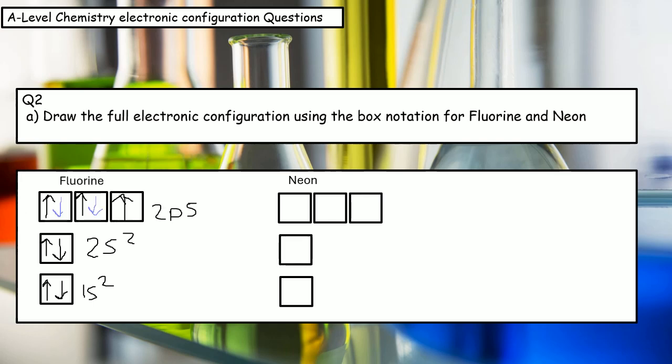Of course, what makes fluorine so reactive is that it's one short of having a full 2p6 second level complete shell, whereas neon is completely unreactive just because it has one extra electron and has the full second quantum level filled with electrons.